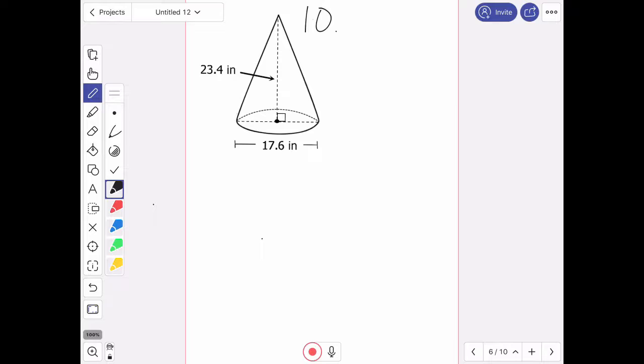I have a cone, and again I'm finding the surface area. The surface area of a cone, you want to be very careful. It is pi times the radius squared plus pi times the radius times the slant height. So the slant height is actually this distance right here, which we're not actually told.